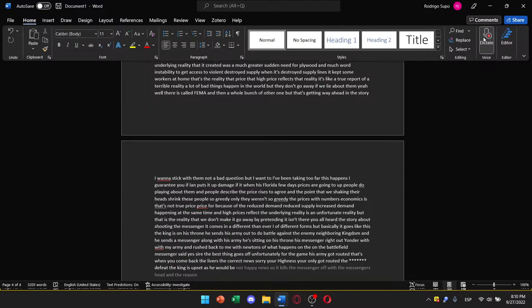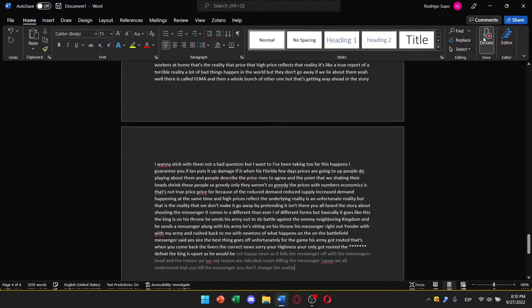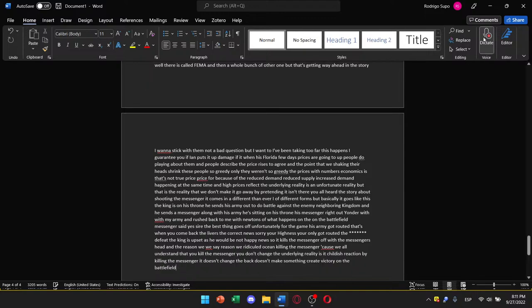We say, the reason we ridicule the notion of killing the messenger is because we all understand that if you kill the messenger, you don't change the underlying reality. It's a childish reaction. Killing the messenger doesn't change the fact, doesn't create victory on the battlefield. In fact, the king, if he's going to be mature and look out for his own best interest, wants to know the truth.